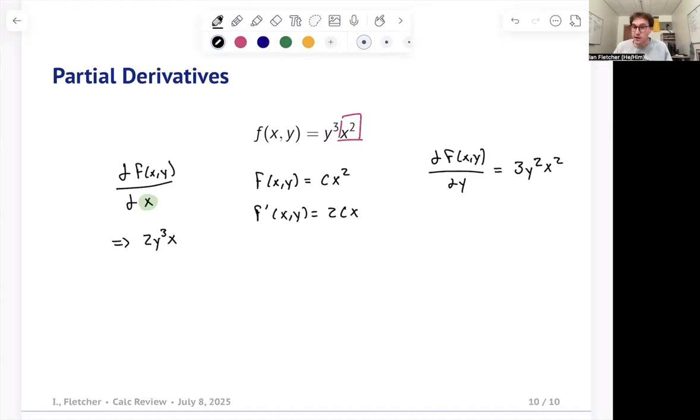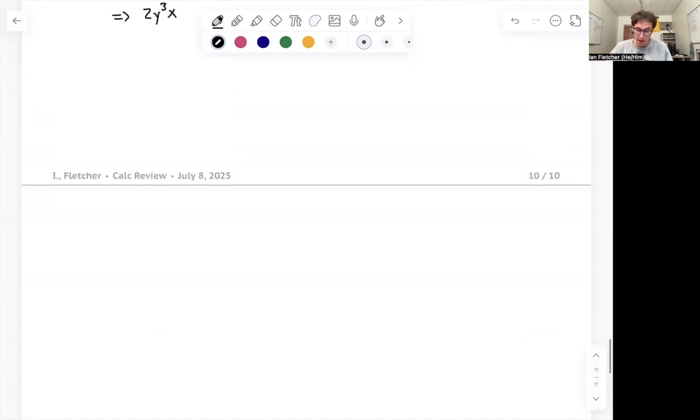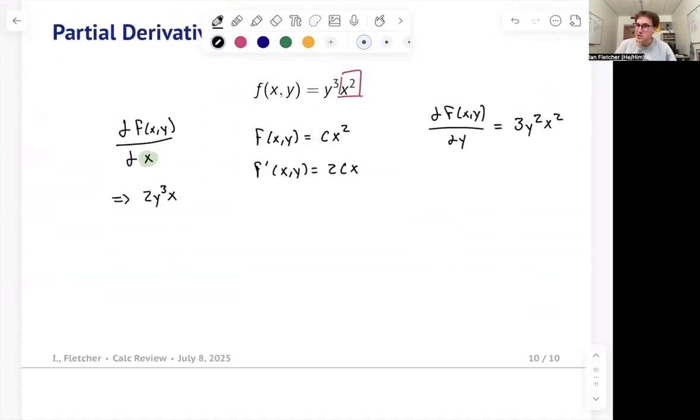Okay, so that's the end of the calc review. That's all that I've got. If you have any questions on this stuff, especially the partial derivatives, please don't hesitate to reach out. This is going to be fundamental to our tools, and we need to know how to use our tools in order to be successful in this class. So just let me know if you're struggling at all, and we will get going on the content in the next video.